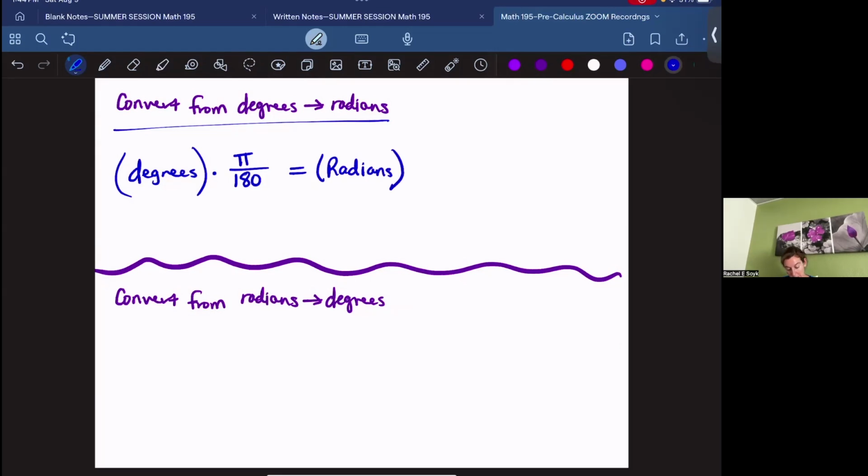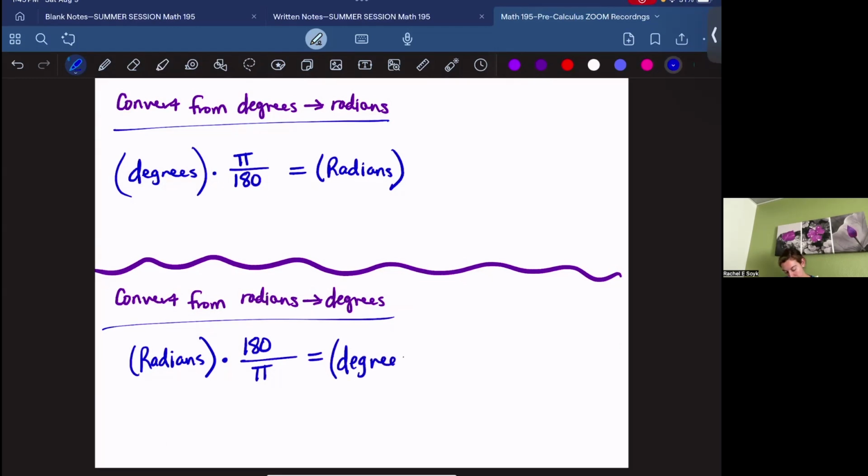Whereas our radians, it's just the opposite, right? Radians has pi. So now when we go into degrees, we want to get rid of that pi. So we're going to divide our radians by pi. And then we want it in degrees, so we want to multiply it by 180. So these are just the general formulas.